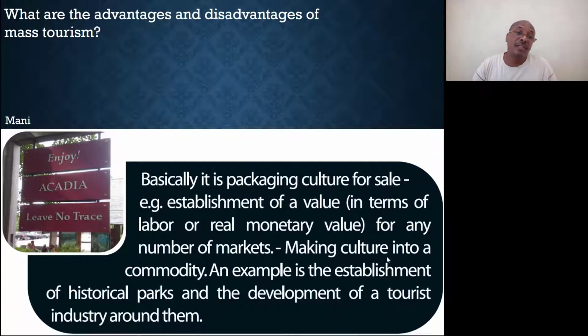Manny, what are the advantages and disadvantages of mass tourism? Basically, it's packaging culture for sale, e.g. establishment of a value in terms of labor or real monetary value for any number of markets, making culture into a commodity. An example is the establishment of historical parks and the development of a tourist industry around them. Well, obviously, Manny is talking about the commodification of culture. What do you think, guys? Do you agree with Manny?